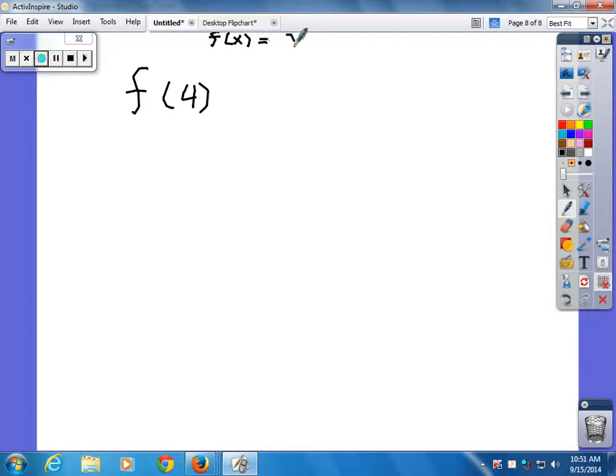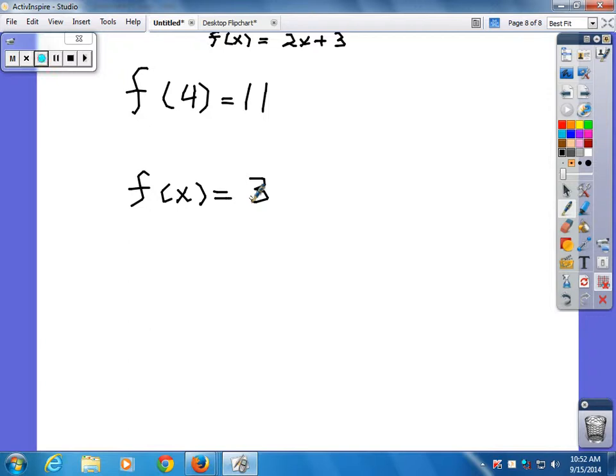f of x is equal to 2x plus 3. And they want to know what f of 4 is. Well, everybody goes, oh, that's easy. 2 times 4 is 8. 8 plus 3 is 11. But this is the one to get to. What does that mean?